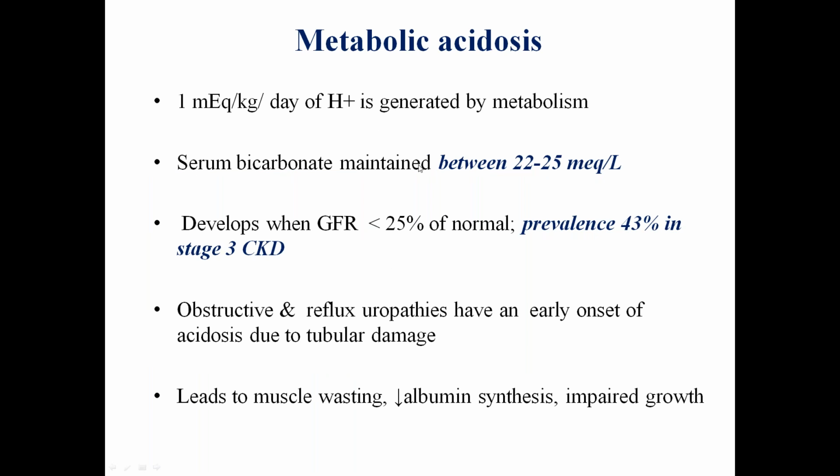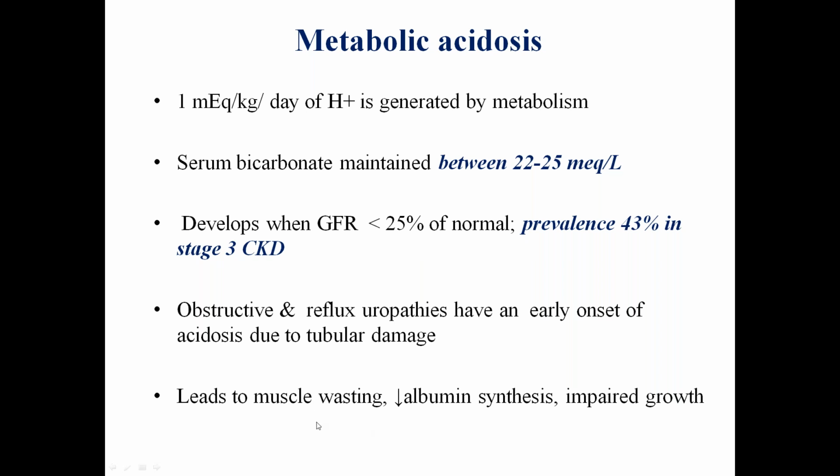A word about metabolic acidosis. Serum bicarb is maintained between 22 to 25 milliequivalents per liter, and roughly 1 milliequivalent per kg of acid is generated by the metabolism in the body. Most patients would develop metabolic acidosis once the GFR falls below 25%. So why are we so bothered about this metabolic acidosis?